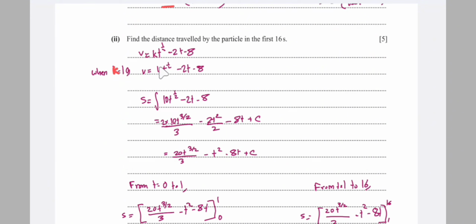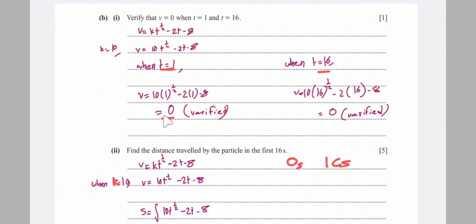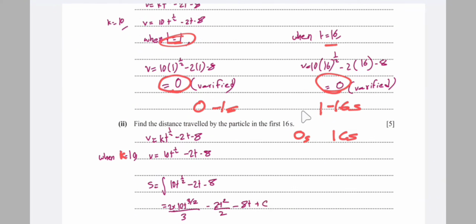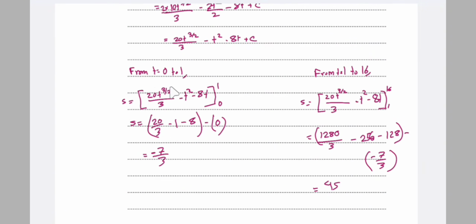If we just have to calculate the displacement, we can calculate from 0 to 16 seconds. But since we need to find the total distance, you have to remember that the velocity becomes 0 at time t is equal to 1, and the velocity becomes 0 at time t is equal to 16. So since the velocity becomes 0, we need to calculate this separately. That is, from time t is equal to 0 to time t is equal to 1, and from time t is equal to 1 to time t is equal to 16.